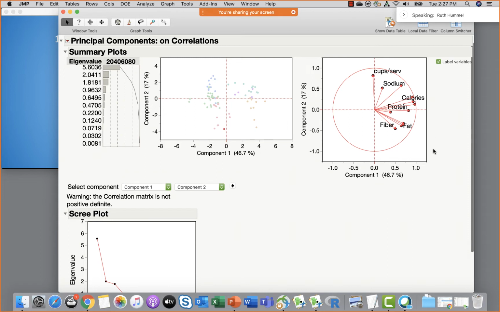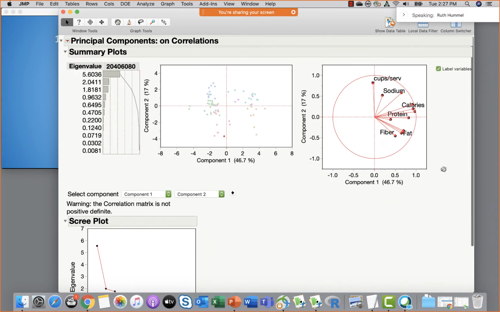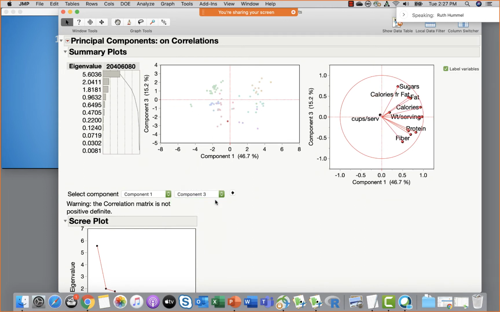And what we're seeing here in this component plot is for the first component, which explains 46.7% of the variation in the data, most of our variables seem to have positive values on that component. So calories is very high on component 1, protein is very high on component 1. This guy, sugar, is not very high on component 1. And cups per serving is basically 0 on component 1. Sodium is also pretty low on component 1. But cups per serving and sodium are higher on component 2. So that's how we read this. And we could switch out which components we want to look at if we want to see this in different dimensions.